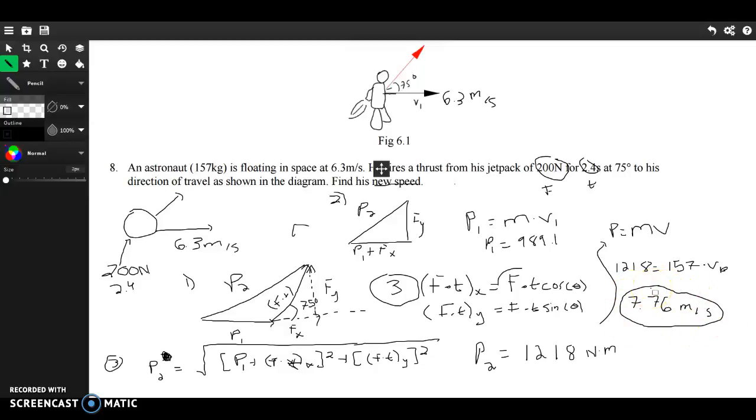And does this make sense? Yeah, it does make sense, because what he's doing is he's getting a thrust, so he's going to go faster than he did before. And yeah, that's how you do FRQ number 8.